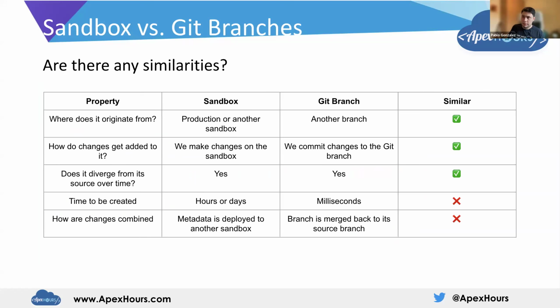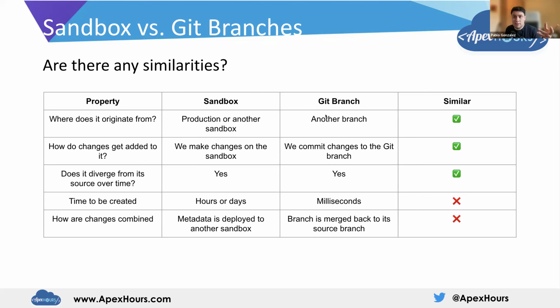If we think about it more, sandboxes and Git branches actually have a lot in common. You could even make the argument that sandboxes are kind of a poor mechanism of doing branching in the Salesforce world. So let's think about where it originates from. Well, a sandbox comes from another sandbox, because you can do sandbox cloning, or it comes from production.